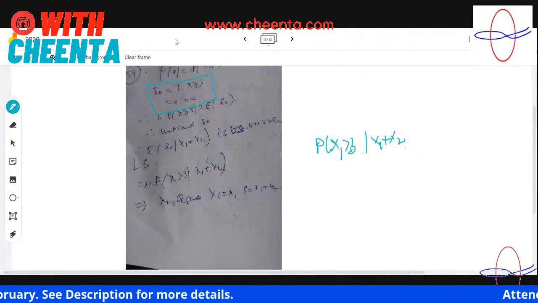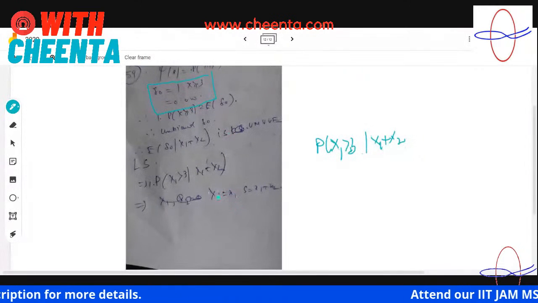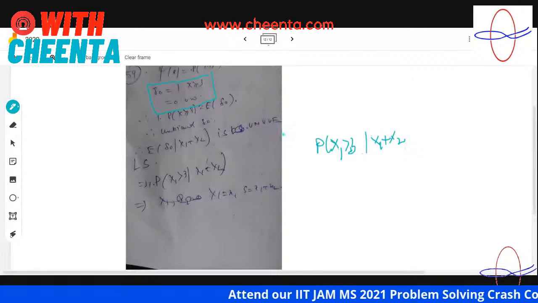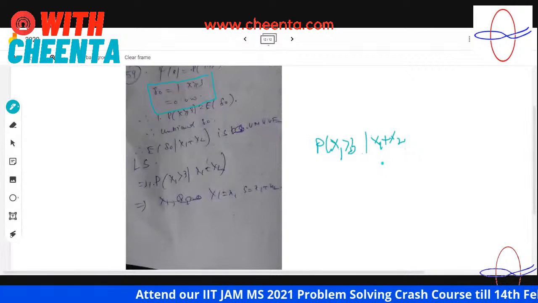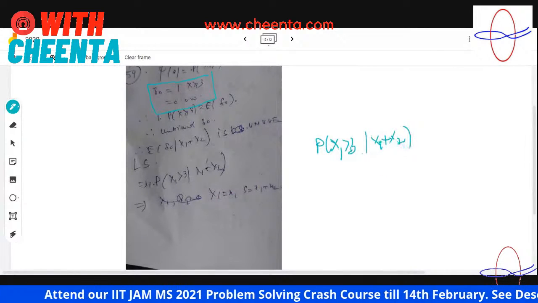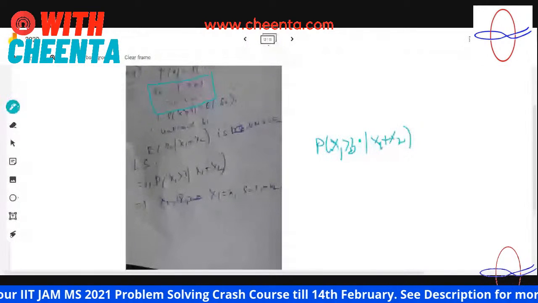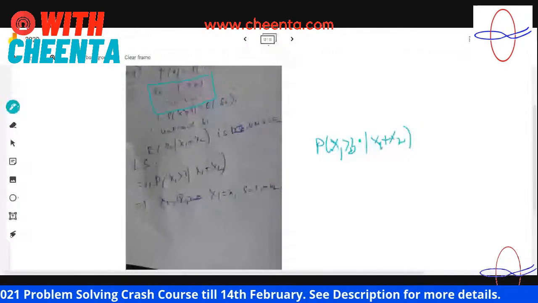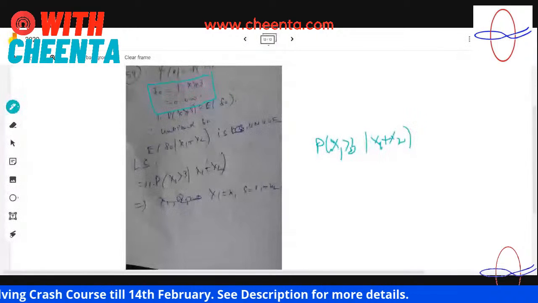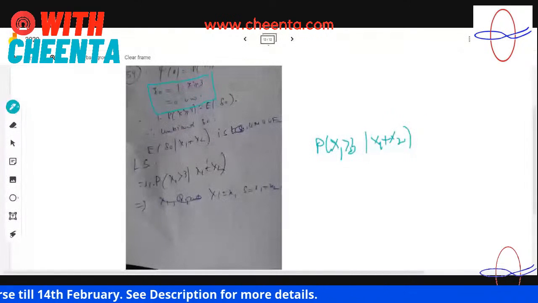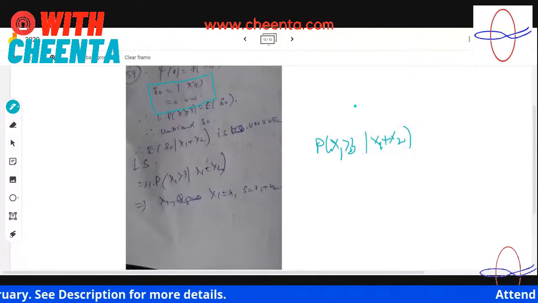No, wait. This is not equal to the given probability. I'm sure about that. No, wait. Am I doing something wrong? I'm just confused. Which is the test statistic? I mean, which is not the test statistic that we are looking for?